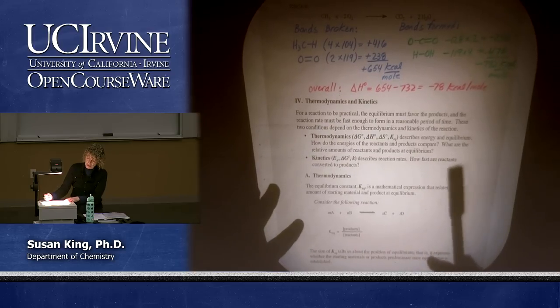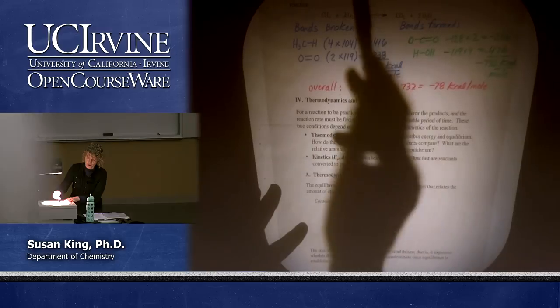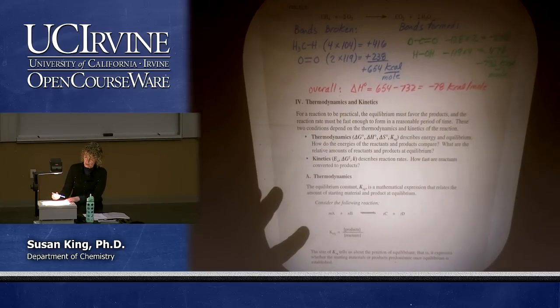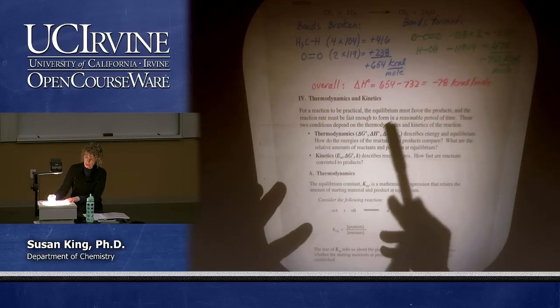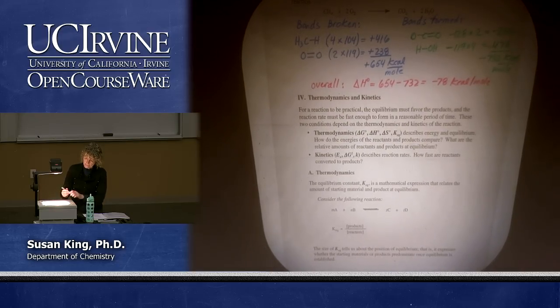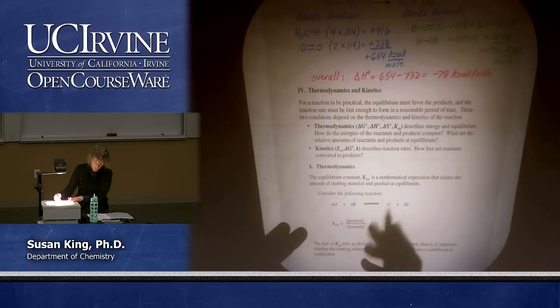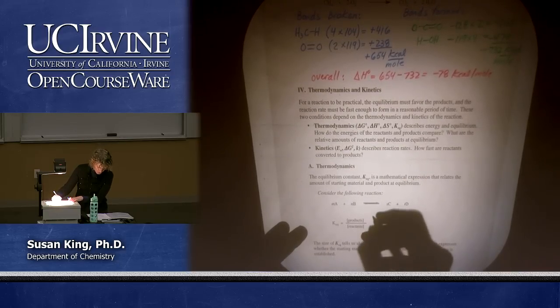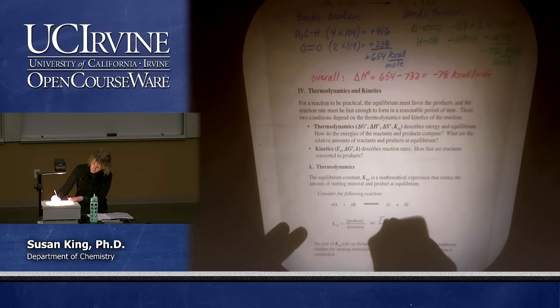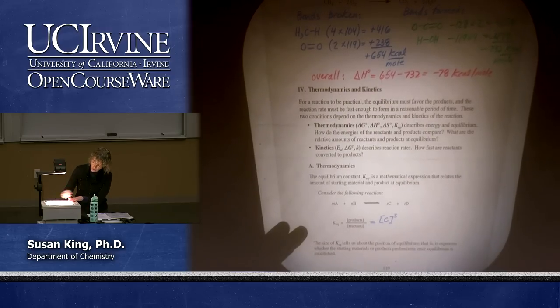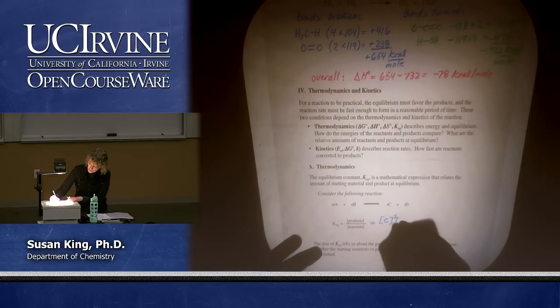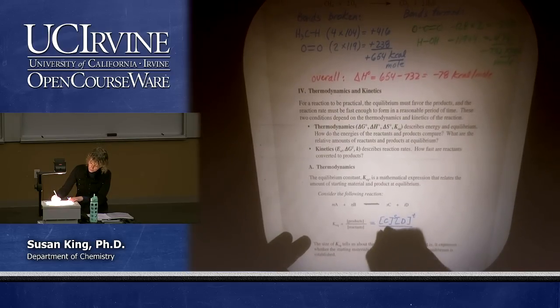So thermodynamics describes energy and equilibrium. How do the energy of the reactants and products compare, which we just did here, delta H naught. What are the relative amounts of reactants and products at equilibrium? That would be K, right? Equilibrium constant KEQ is a mathematical expression that relates to the amount of starting material and product at equilibrium. So hopefully you remember this from GChem. It's concentration of products over reactants. That's equal to concentration of C to the S power, whatever S is, the coefficient, times D to the T power, whatever that number is in front of the D, divided by concentration of A to the M power, divided by concentration of B to the N power.